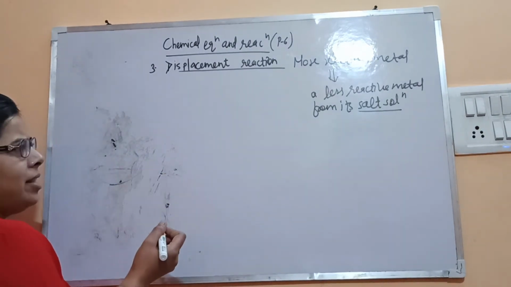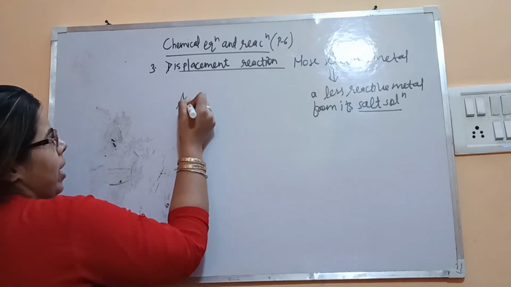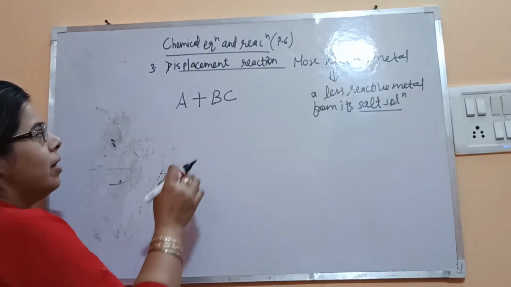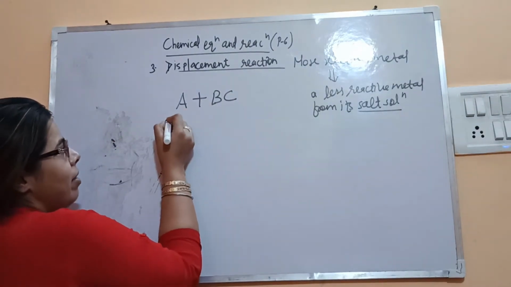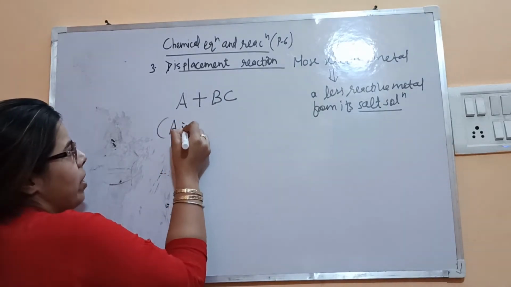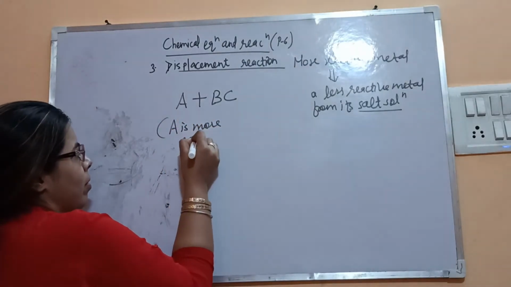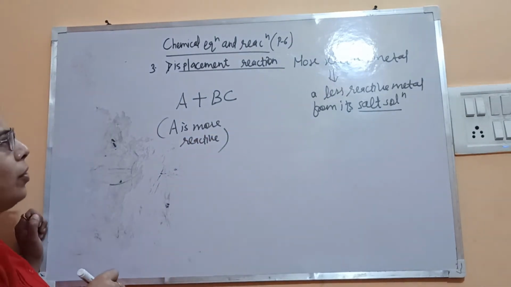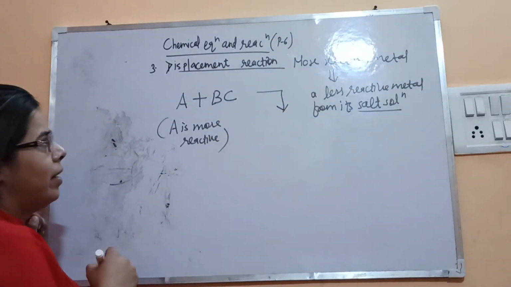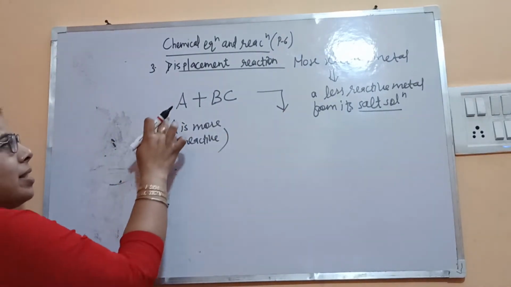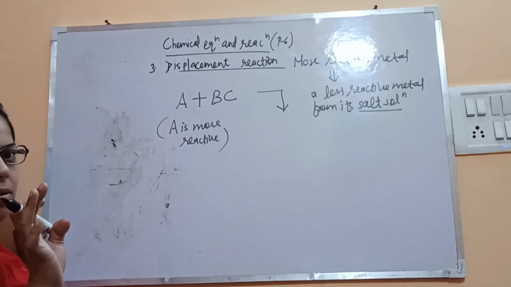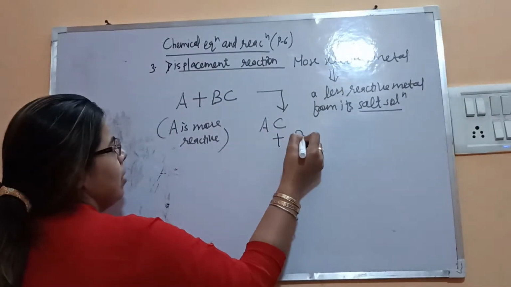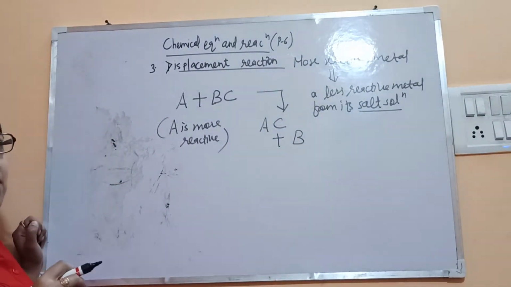For example, let's consider the general reaction. Let's say A reacts with BC. Okay, A reacts with the compound BC. Now here A is more reactive. So BC is the compound, that is the salt solution. Now what is the product here? A is more reactive, so it means it can easily displace the metal B from its solution. So what gets formed? AC plus B. So this is the displacement.